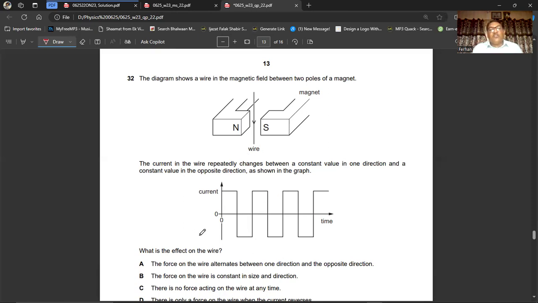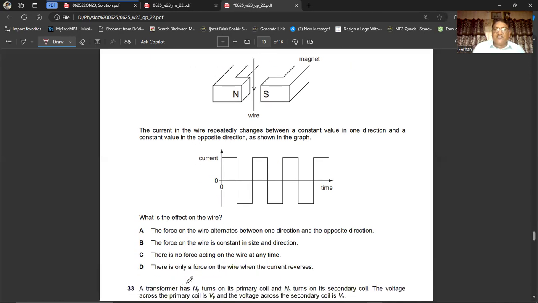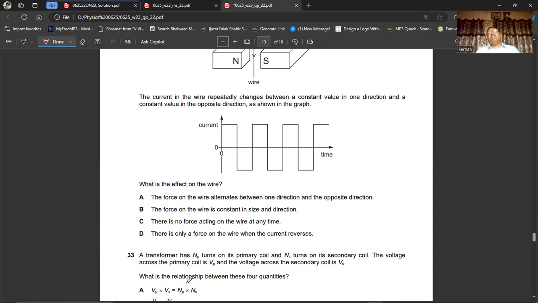So the force on the wire alternates between one direction and the opposite direction. Yes, that is true. When the direction of the current changes, the direction of the force acting on it will also change. The force on the wire alternates between one direction and the opposite direction. The force on the wire is constant in size and direction. No, because the direction of the current is changing. That's why the direction of the force must change.